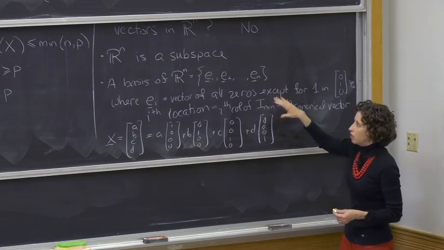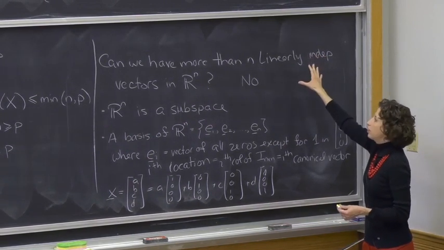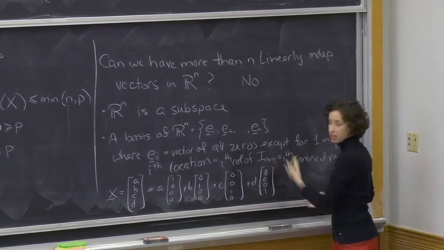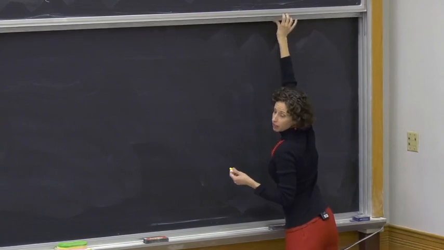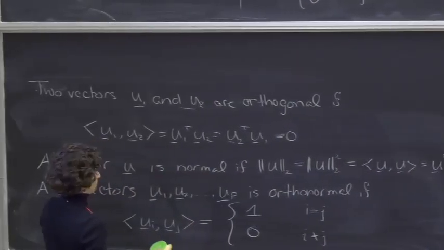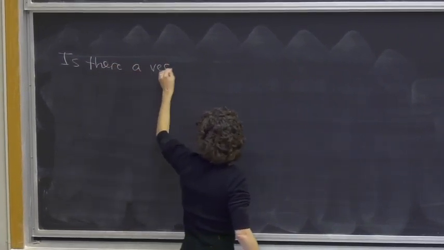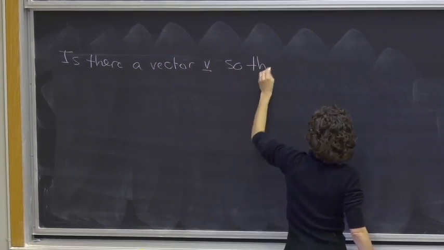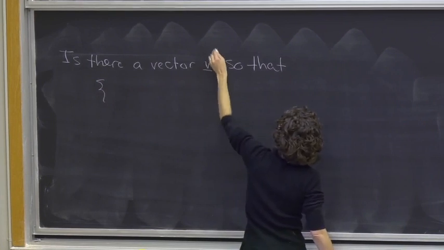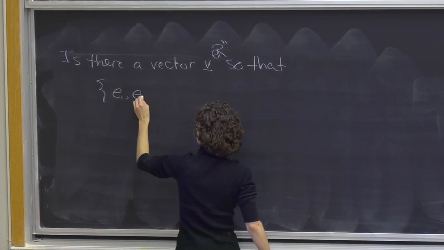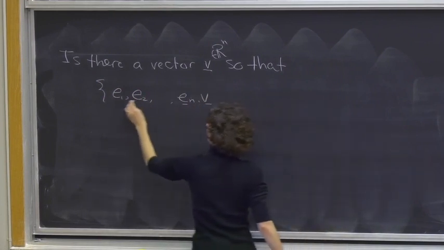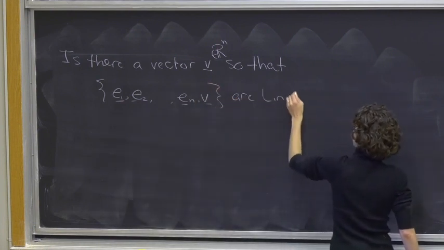And now we're going to use this to show that we can't have any more linearly independent vectors in Rn. So we've already got a set of n of them, E1 through En. There can't be any more. Okay, so is there a vector V, where all these vectors are length-n vectors, so that E1, E2 through En and V, all of those vectors are linearly independent?